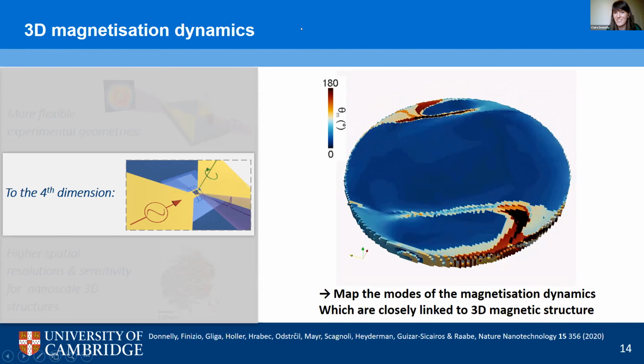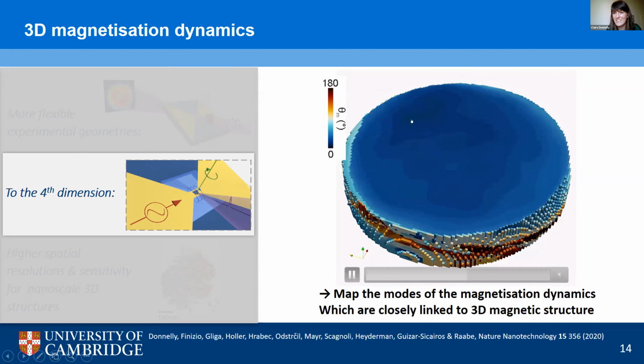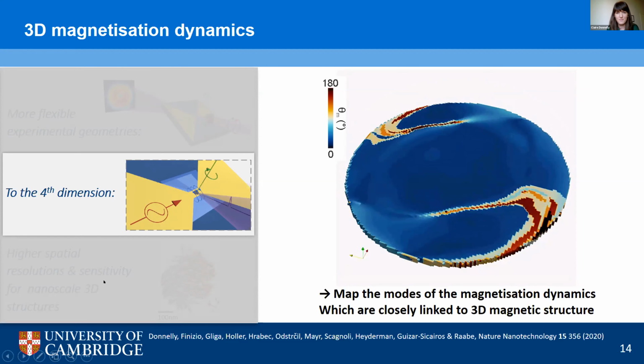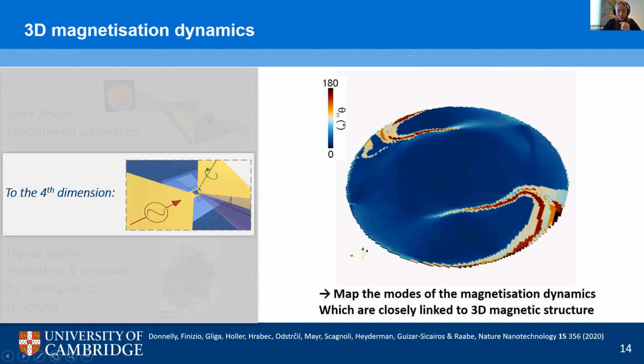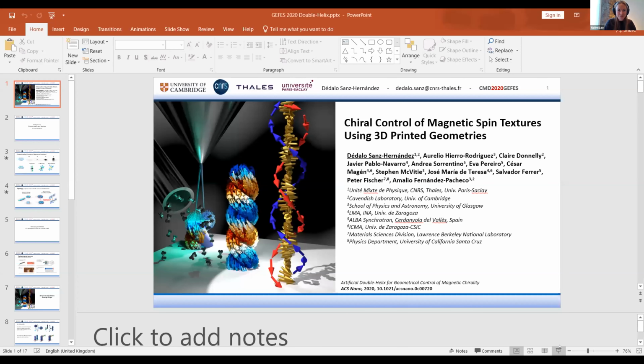Okay, great, thank you. Thanks a lot. I think due to time, we should go onwards. Thanks again for the great talk. Thank you very much. Let's move to the next speaker, who is Dédalus Sanz Hernandez, who was at the University of Cambridge and now moved to CNRS Thales. And he will talk about the chiral control of magnetic spin textures using 3D printed geometries. So please. Perfect, we can see. Yeah, can you see the screen? Yes.